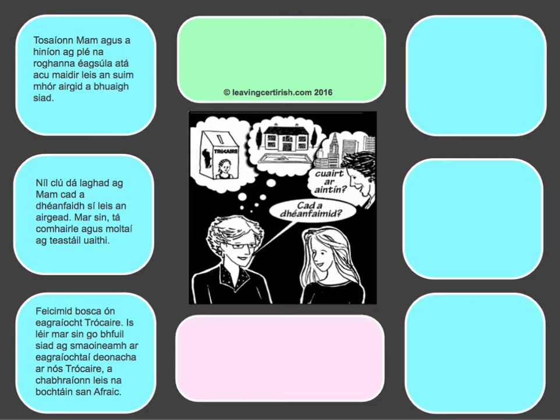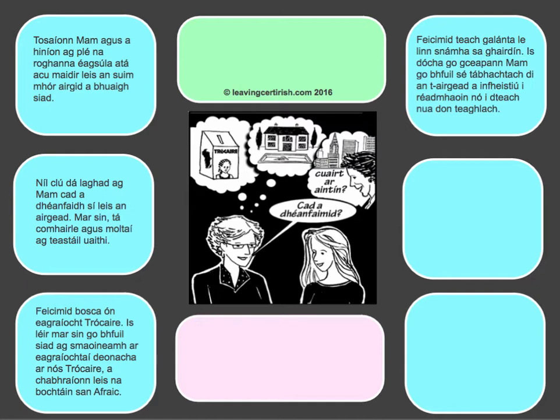Feicimid bosca ón eagraíocht Trócaire. We see a box from the organisation Trócaire. Is léir mar sin go bhfuil siad ag smaoineamh ar eagraíochtaí deonacha, voluntary organisations, ar nós Trócaire, a chabhraíonn leis na bochtáin san Afraic, who help the poor in Africa. Feicimid teach galánta le linn snámha sa ghairdín. We see an elegant house with a swimming pool in the garden.